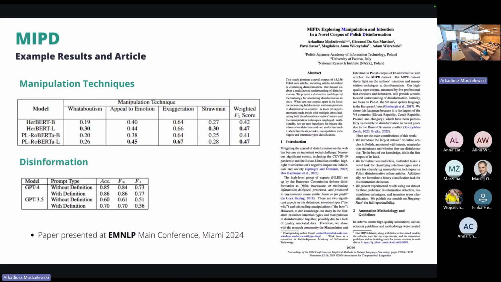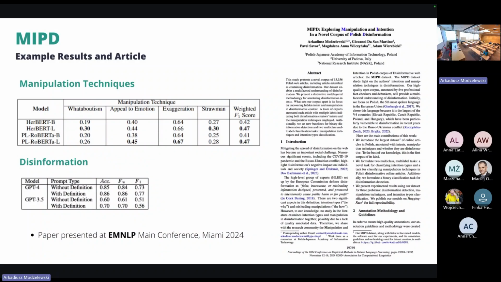So the MIPD dataset was published at EMNLP in 2024. There are different experiments we've done, and here you can see just a subset of them. These are just simple baseline experiments, at least what is shown here. We used the Herbert Polish model, Herbert and Polish Roberta, and also at that time GPT-4 was quite novel, quite new.